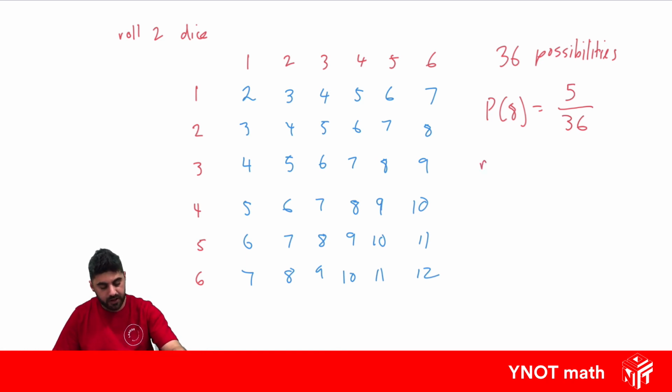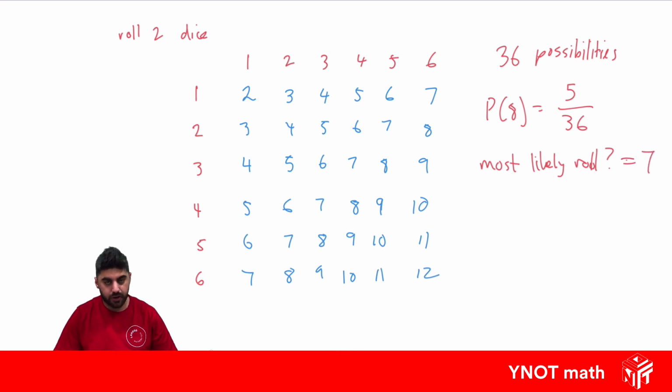What about the most likely number, or the most likely roll? Let's have a look. Which one appears the most times? Well, that's going to be 7. 1, 2, 3, 4, 5, 6. So no other number appears as many times as 7. So getting a 7 is the most likely roll. So next time you play a game rolling 2 dice, you'll know that the two dice adding up to 7 is the most likely outcome.